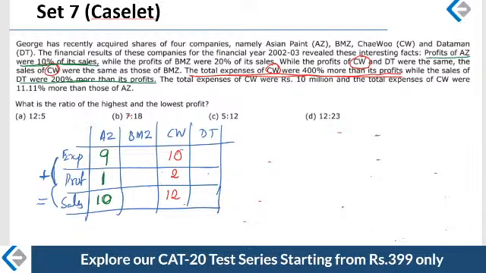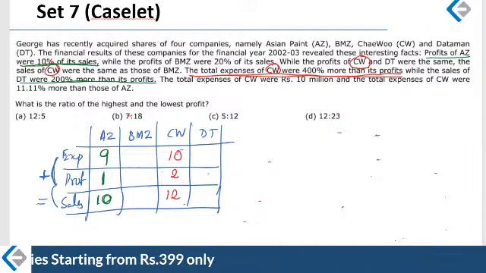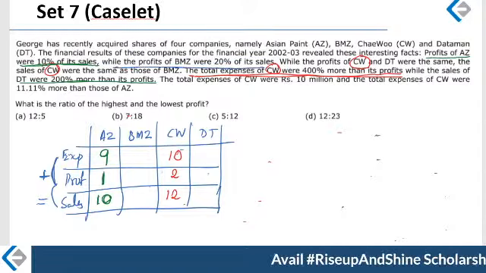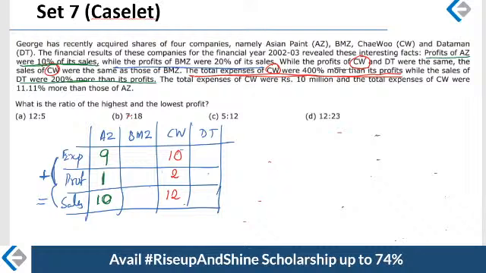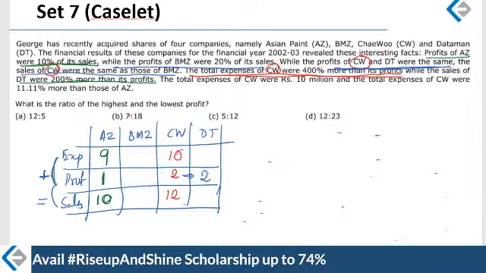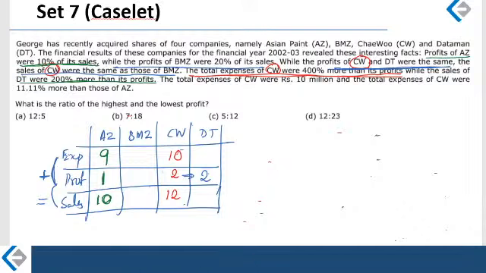While the profit of BMZ was 20% of its sales. Okay, so I will not be able to use this. Let me go to CW. Now, the profits of CW and DT were the same. Copy this. The profits were the same. The sales of CW were the same as those of BMZ. Sales of CW and BMZ are the same.